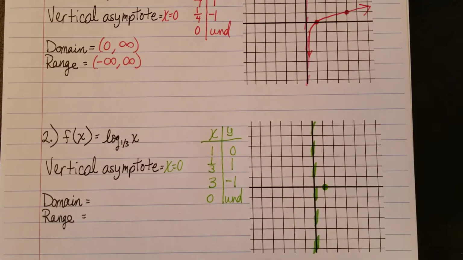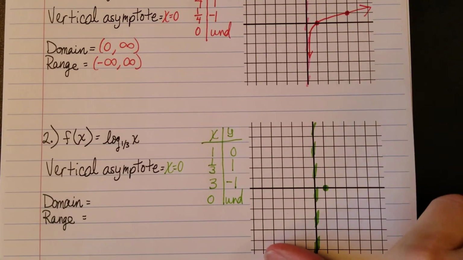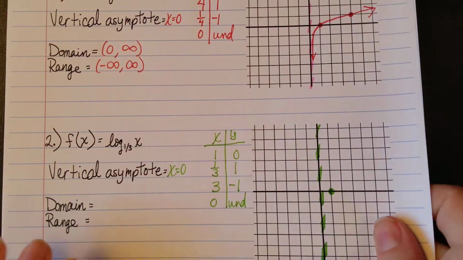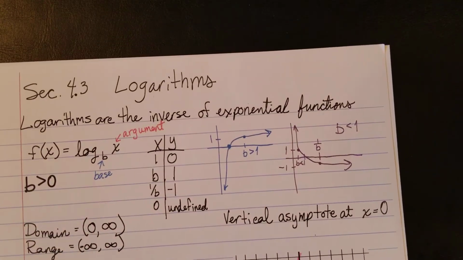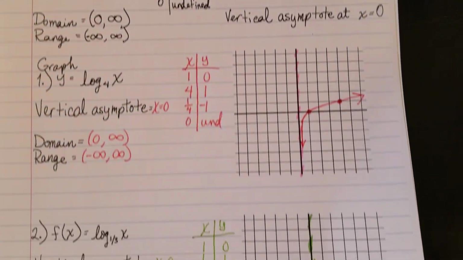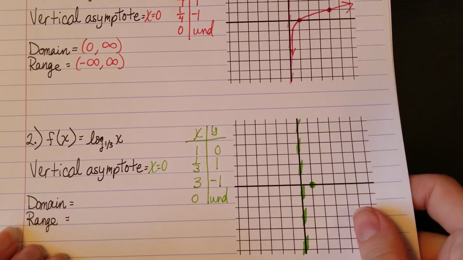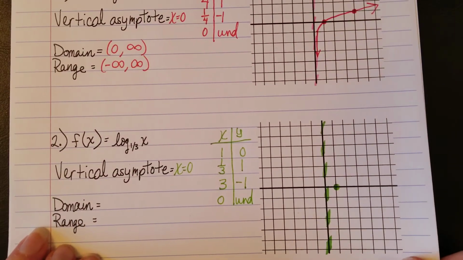Okay, this is part B for section 4.3 about logarithms. We got cut short unexpectedly. Had to rearrange some things. All right.